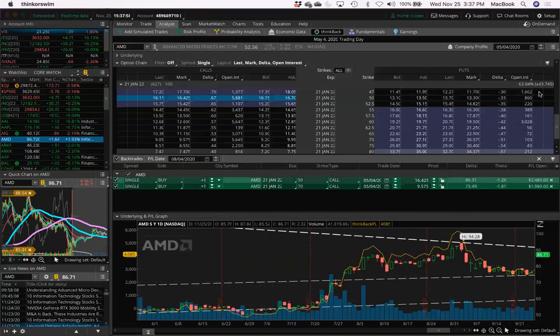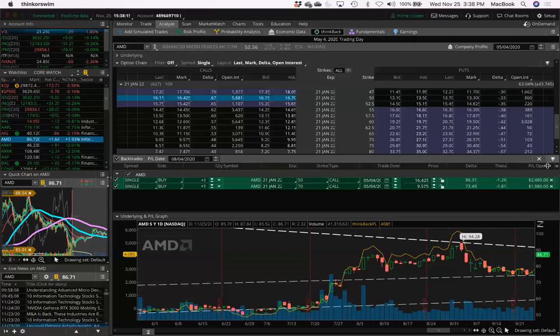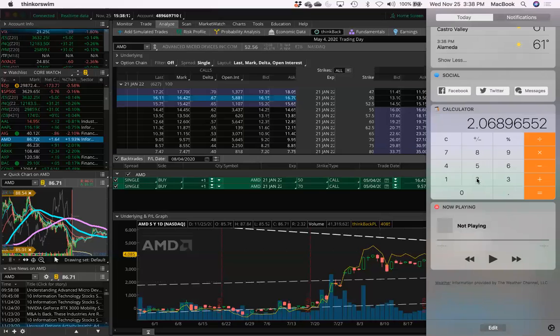So like, is it worth it? And so now let's take a look at the ROI. You have 1980 divided by 957. You got a 206% ROI, 206%. And then you have 2480 divided by 1642, versus a 151% ROI.